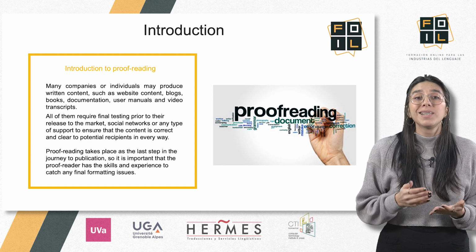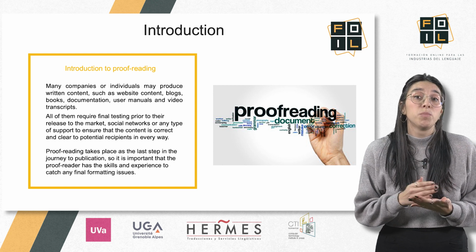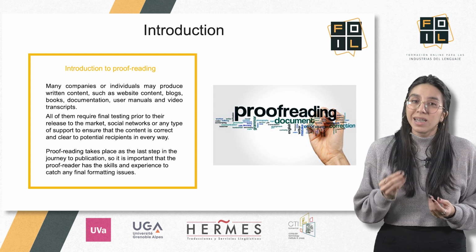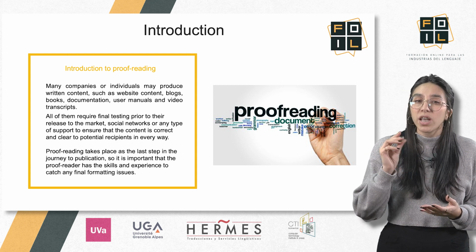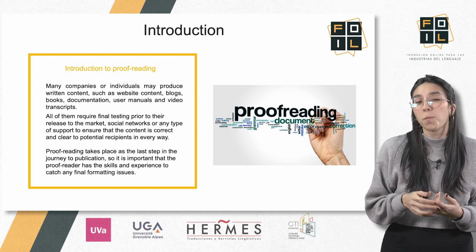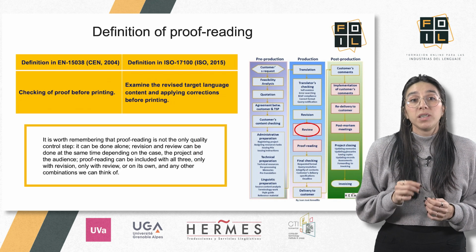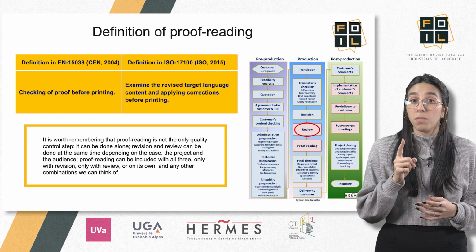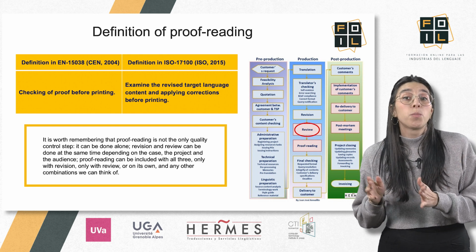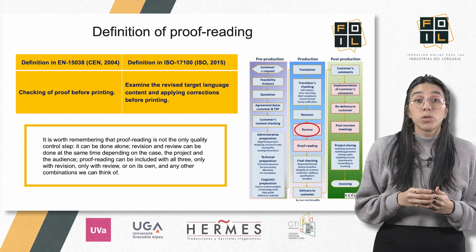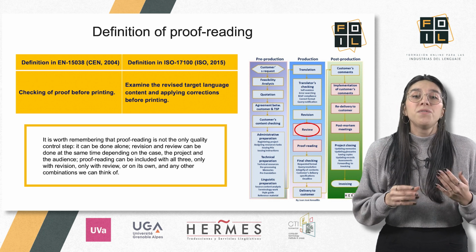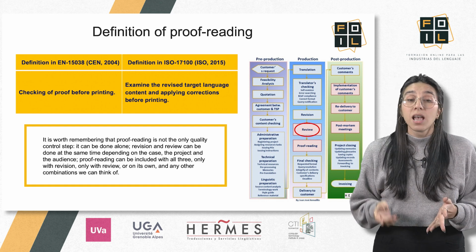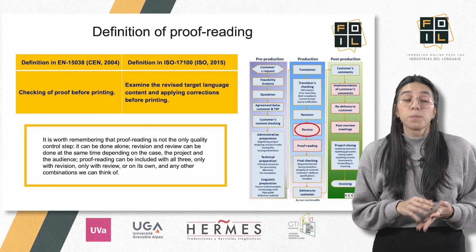Proofreading takes place as the last step in the journey to publication, so it is important that the proofreader has the skills and experience to catch any final formatting issues. EN 15038 standard defined proofreading for the first time as checking of proof before printing. Afterwards, ISO 1700 defines it as examining the revised target language content and applying corrections before printing.